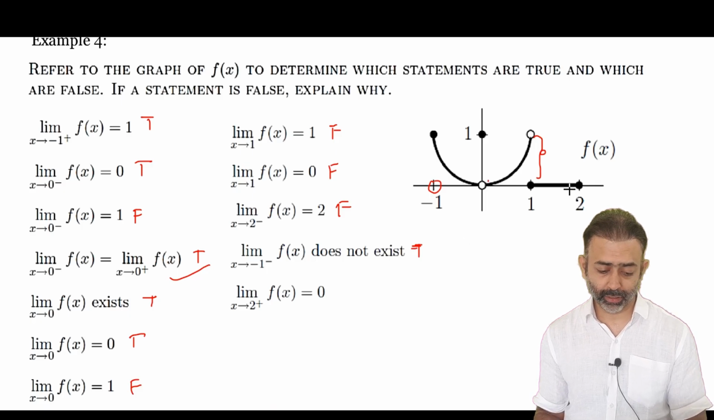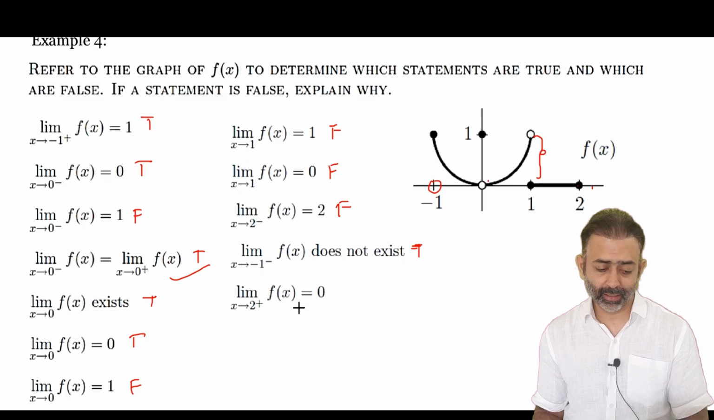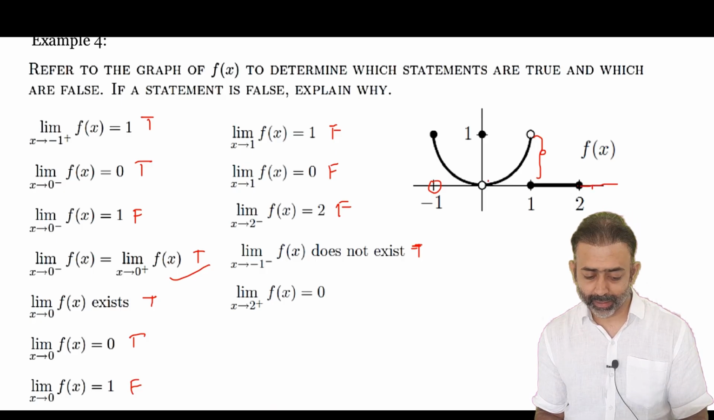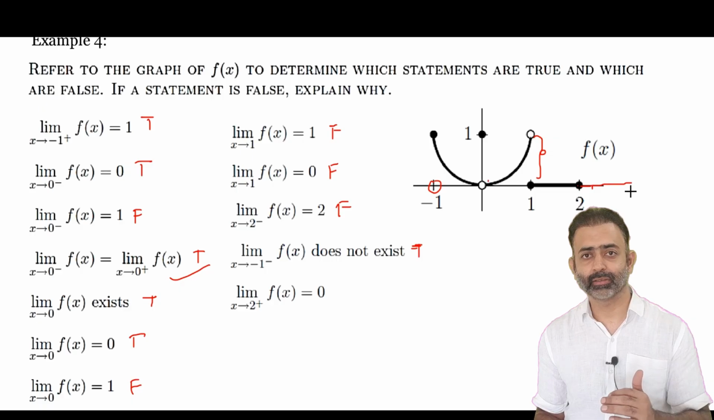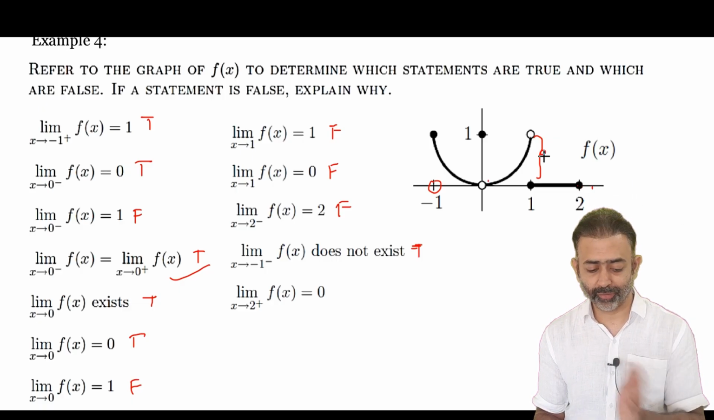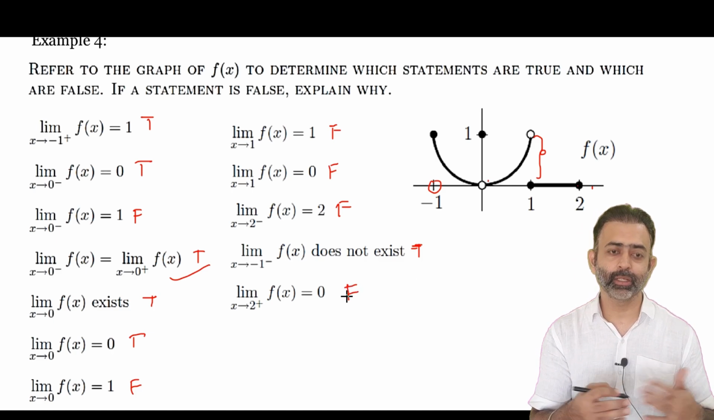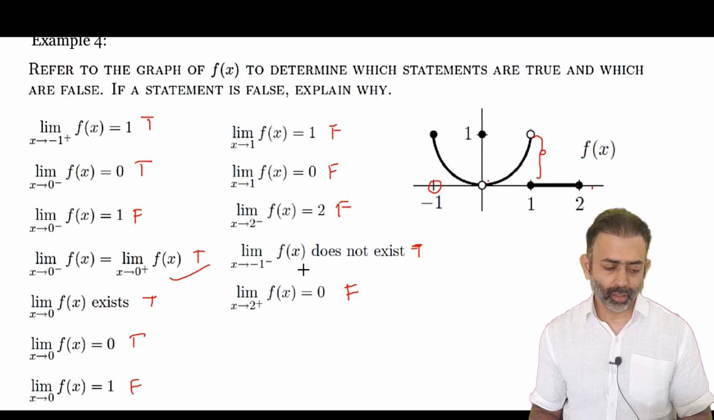And for 2 plus, here it is 2 plus, the function is not defined. I cannot say that this will keep on extending like this on the x-axis. No. Okay. So there is no definition of the function after 2. So this is false. So the true statement will be the limit does not exist.